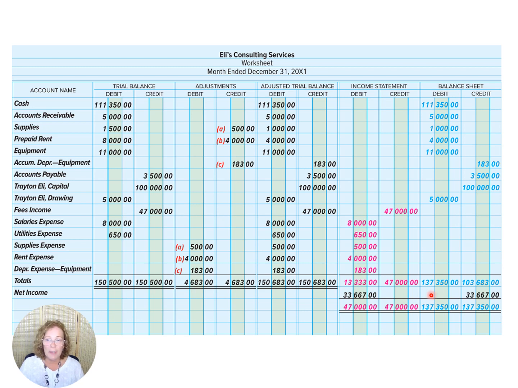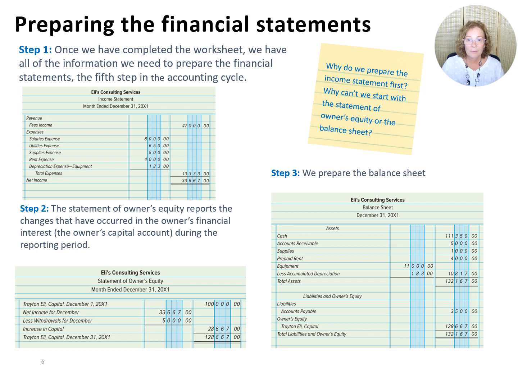We now prepare the financial statements, and we also need to journalize our adjustments and post them to the general ledger. Once we've completed the worksheet, we have the information to prepare the financial statements, the 5th step in the accounting cycle. As part of step 1, we prepare the income statement by transferring the amounts from the worksheet to the income statement, by first listing the revenue of $47,000 and then all of the expenses.